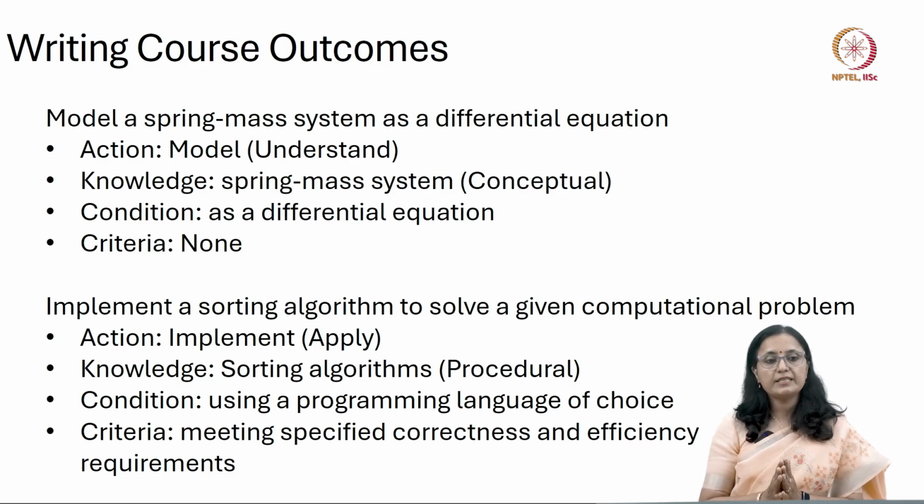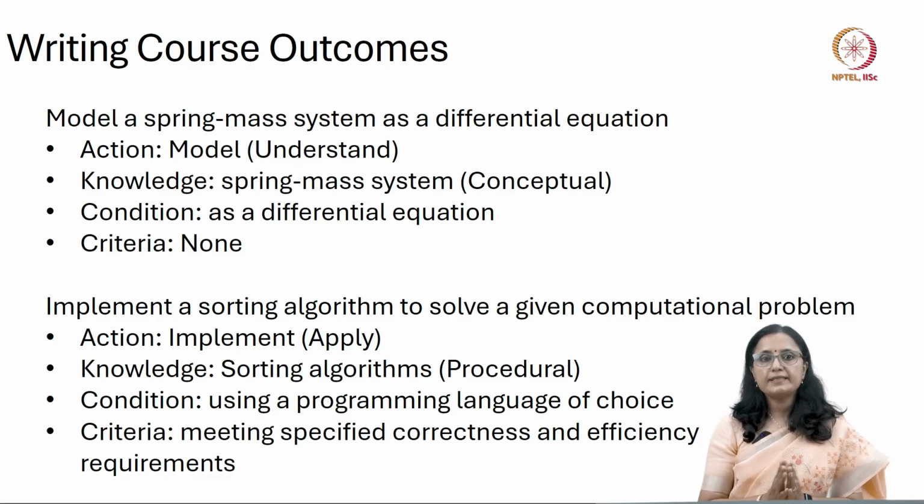Do we have a condition? The condition is as a differential equation. So, we need to model the spring mass system as a differential equation. The condition is specifically mentioned in the course outcome. Probably if the course outcome is written as model a spring mass system, the way the student is modeling can differ. But if we have specified as a differential equation, this is the condition. In this case we do not have a criteria.